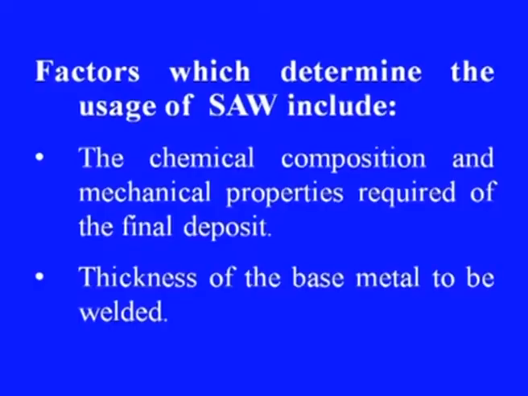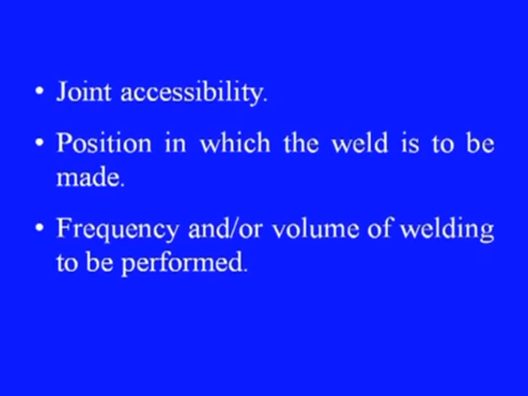Now, let us see the factors which determine the usage of submerged arc welding. These factors include: number 1, the chemical composition and mechanical properties required of the final deposit. Number 2, the thickness of the base metal to be welded. Number 3, joint accessibility. Number 4, position in which the weld is to be made. Number 5, frequency and/or volume of welding to be performed.